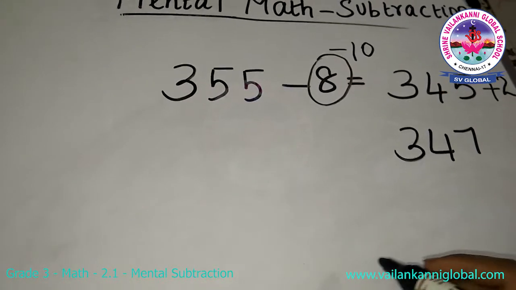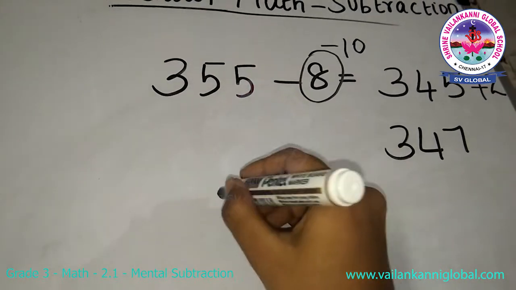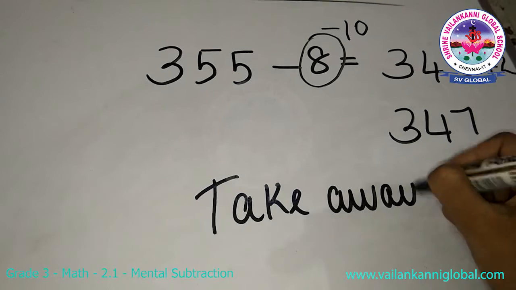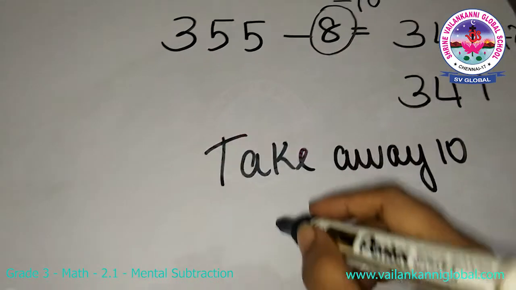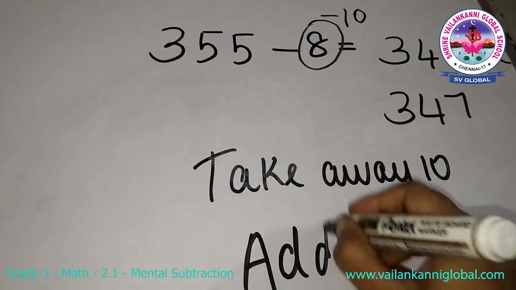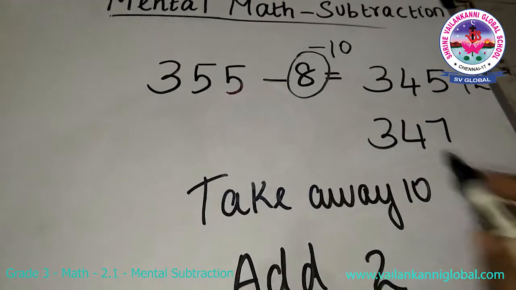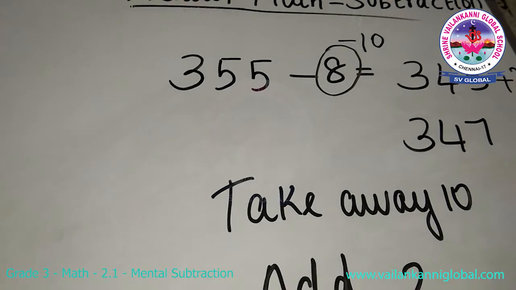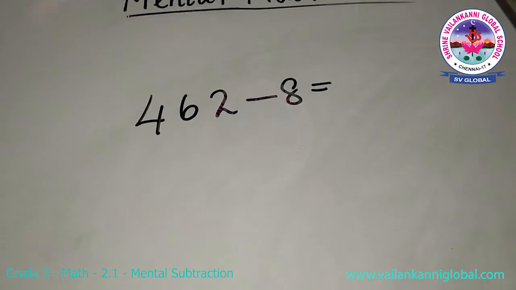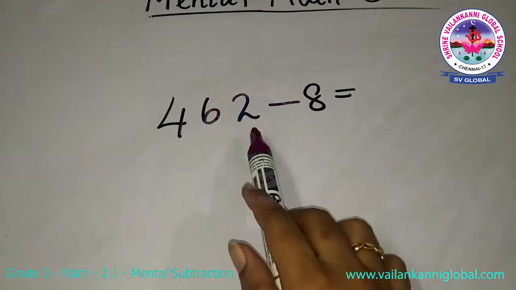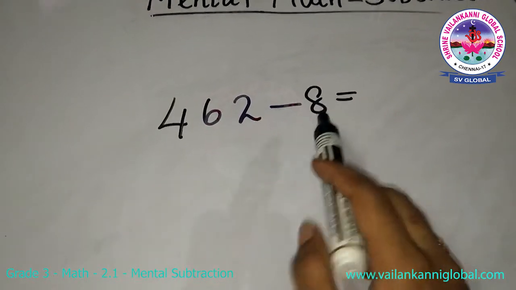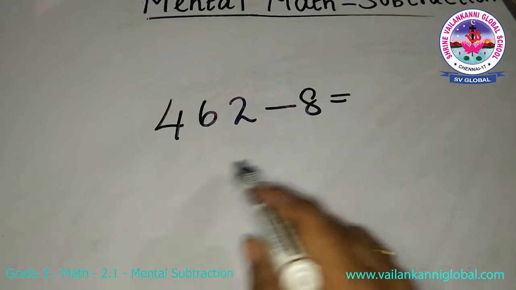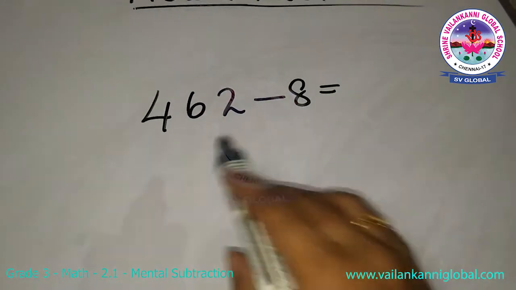It's nothing but the step is we have to take away 10 and add 2 to it. So this is the step when you have to subtract 8 from it. I'll give you another example. This sum is 462 minus 8. Always before performing mental addition or subtraction, just know the steps. So how can we do it?